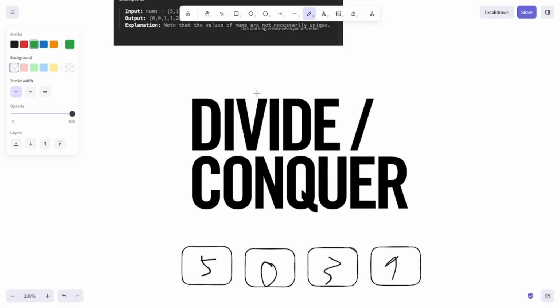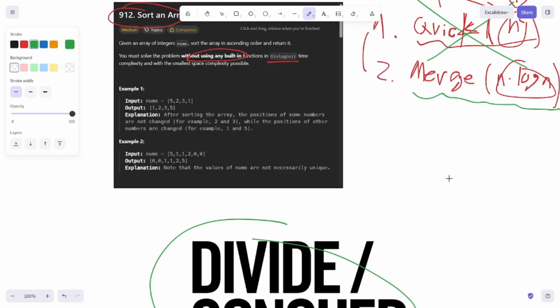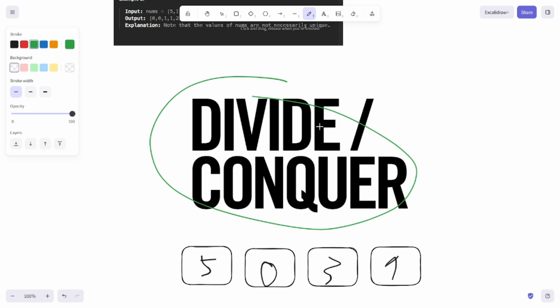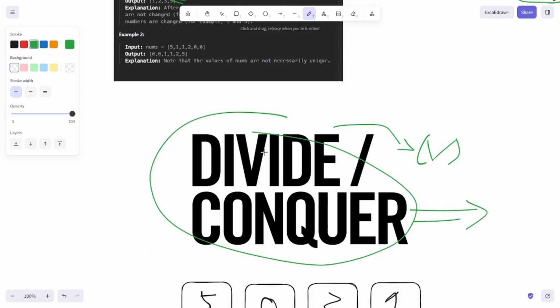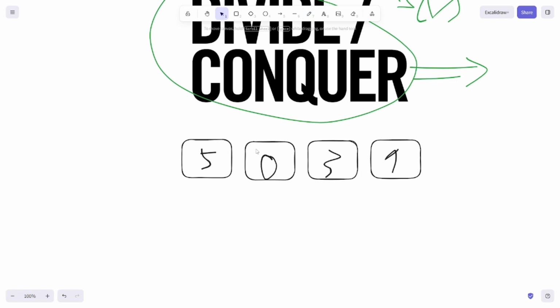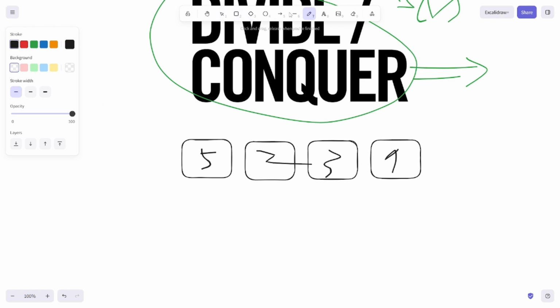Merge sort is a divide and conquer type of algorithm. We divide a question into smaller parts, and after we finish dividing, we solve it, which means conquer. Conquer means, in this case, solve. Let's go through an example: 5, 2, 3, 1. We're going to use merge sort, and if you know what merge sort does, with your algorithmic thinking, you're basically set.